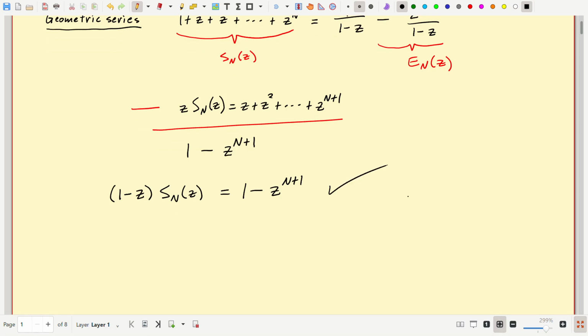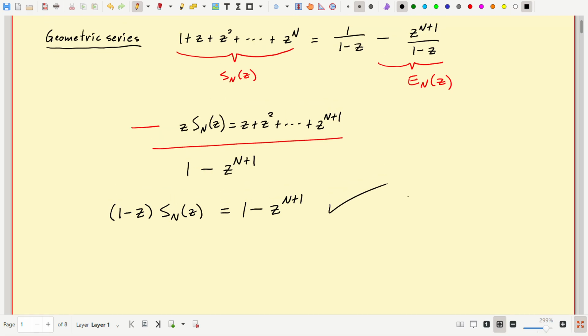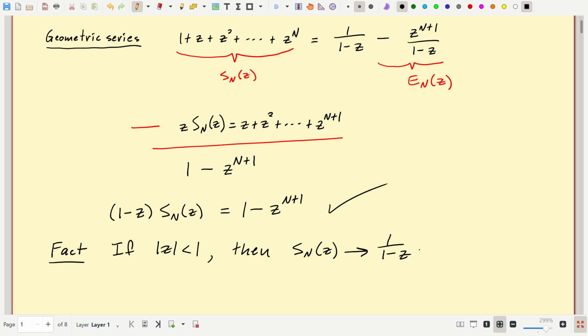And a big fact is that this basic series has a radius of convergence. And this time it's a true radius. It's a radius of an actual disk. So a fact now, this is why we call it a radius of convergence: if the modulus of z is less than 1, then that series converges to 1 over 1 minus z, meaning that error term goes to 0.